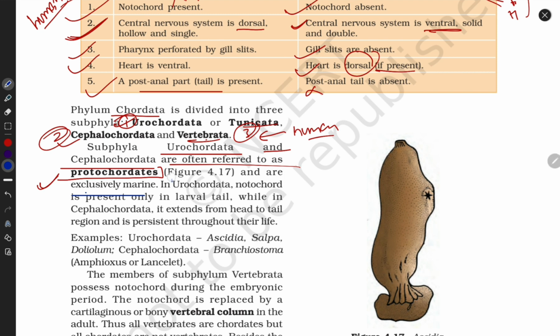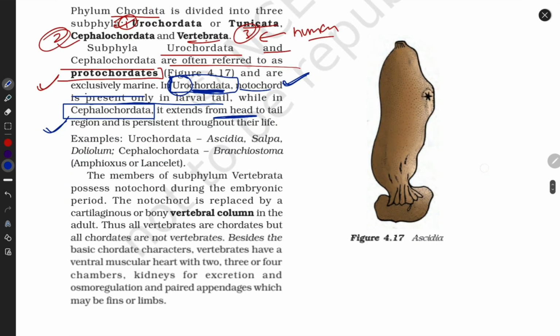Start with Urochordata. The notochord is present only in their tail. Remember this word: Urochord, tail side. Their notochord is present in the tail. Whereas in cephalochordates, what is the feature? Their notochord is present at the top part, the head. Urochordates contain the notochord at the tail part, and cephalochordates contain the notochord from the head to the tail part.